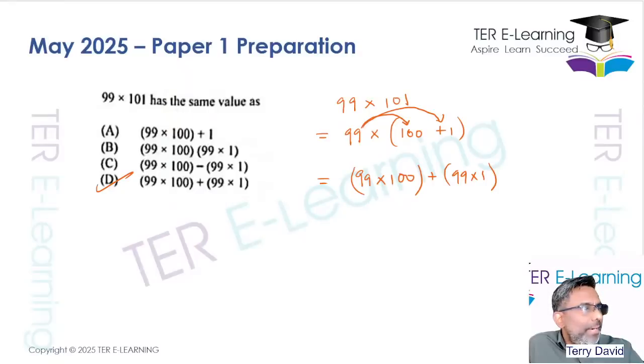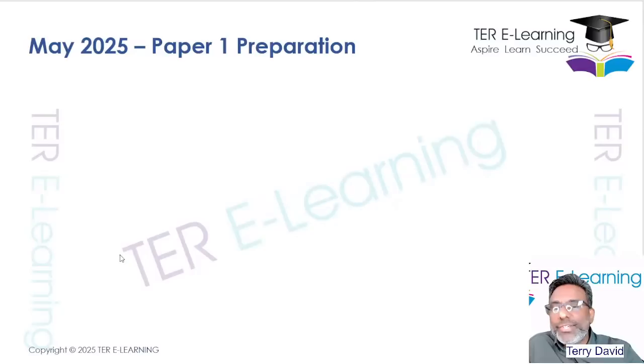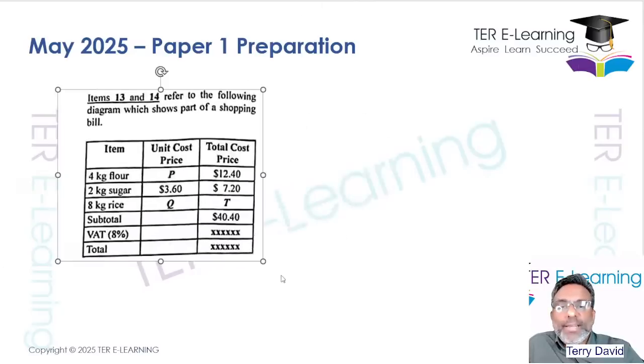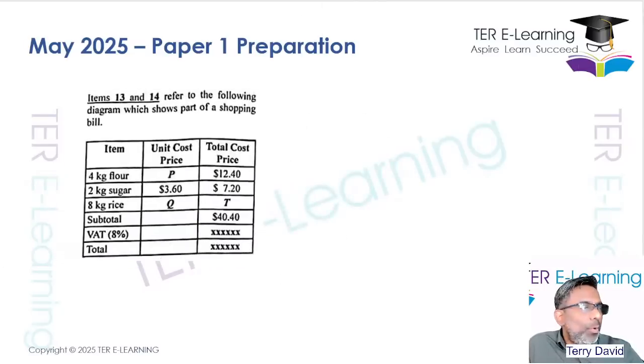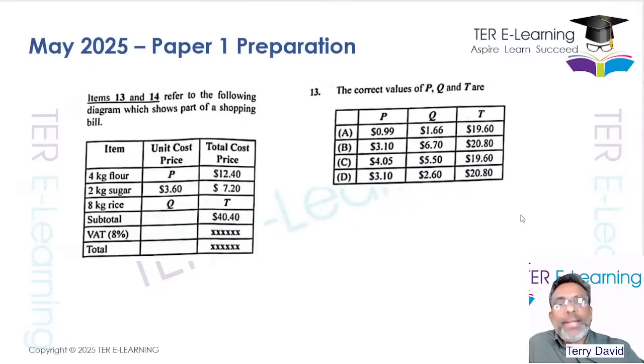This question that I'm going to show you is a relatively new question. It appeared in the Jan 2025 paper. They gave them a shopping list and wanted them to work out the missing values in the shopping list. The first thing we need to do is figure out what P is. Now this is a lot of working just for one question.